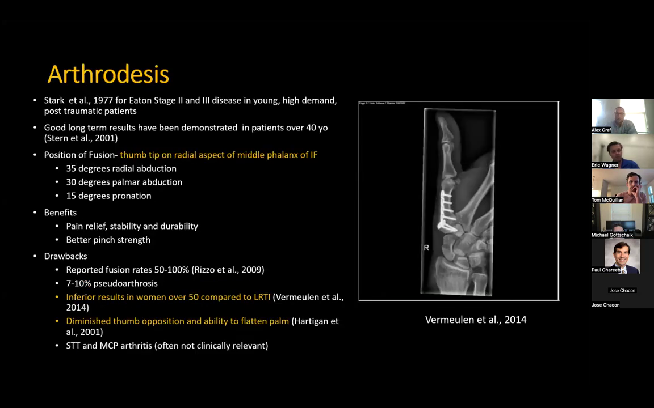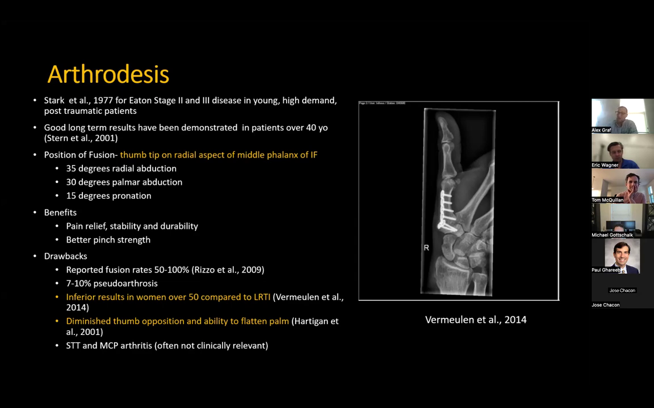Arthrodesis. So this is a technique in which good results were demonstrated in the short term. This was more for the laborer, someone that was very high demand, someone that you were worried about having painful subsidence or who required power pinch and stability. Now, the trade-off here is that the hand was never going to be able to lay flat. So this is not the procedure you do with the laborer who also wants to do yoga, or that would be a complaint in your hospital and affect your PROMIS scores.